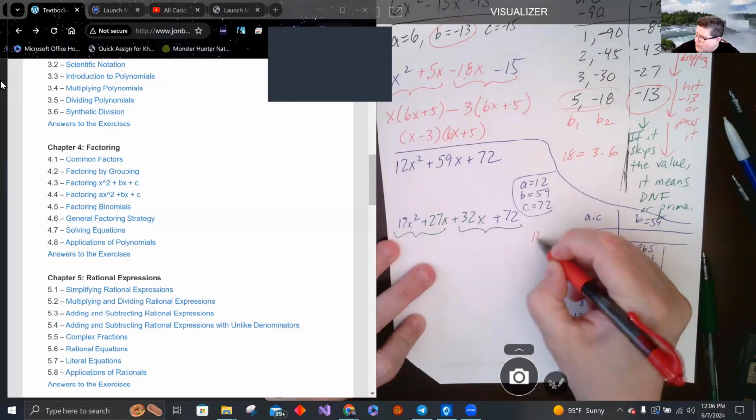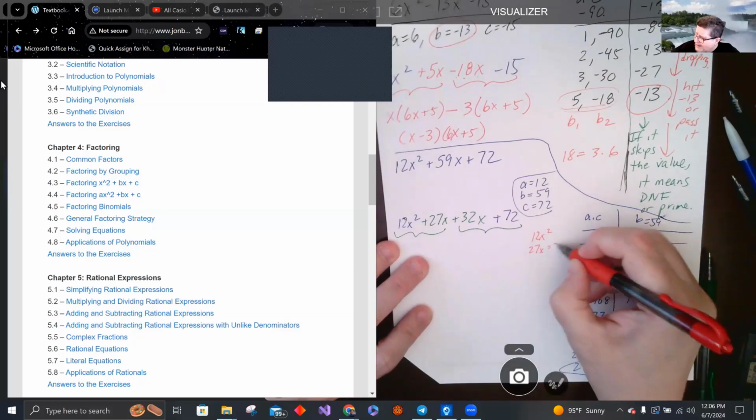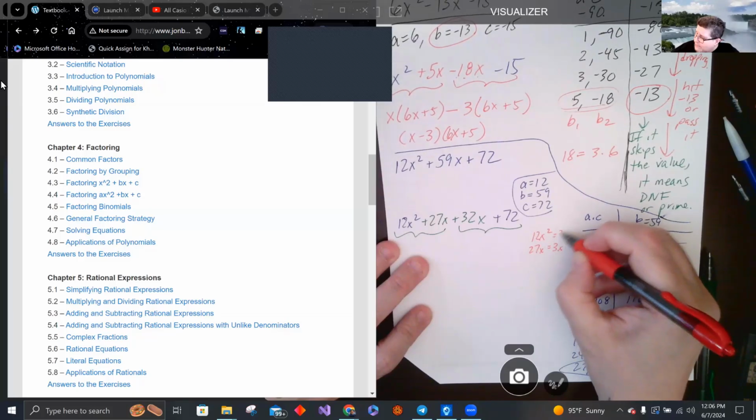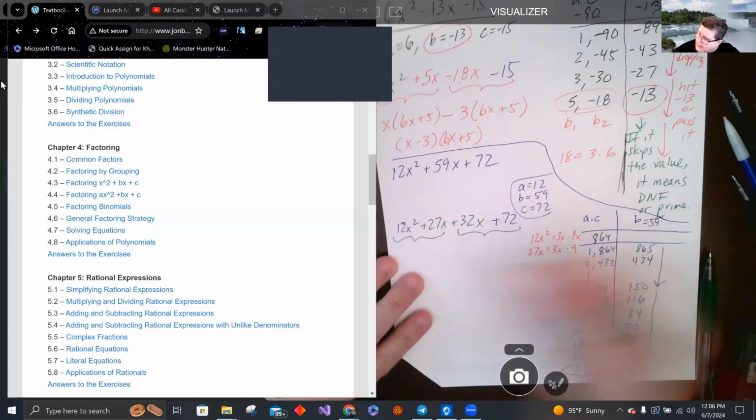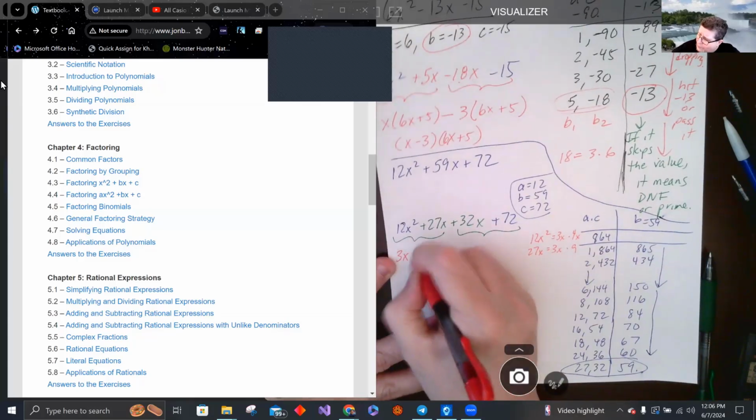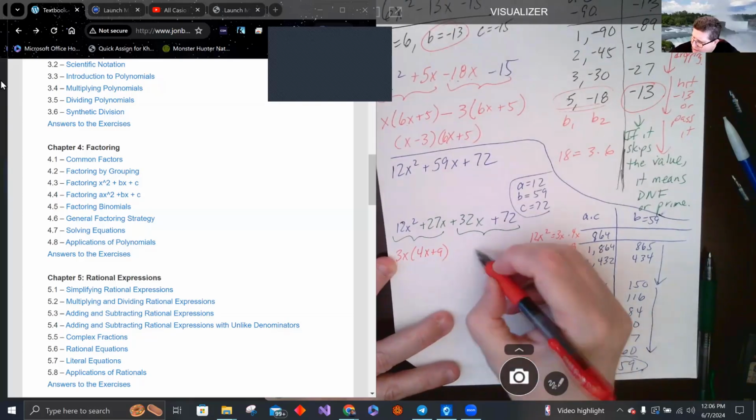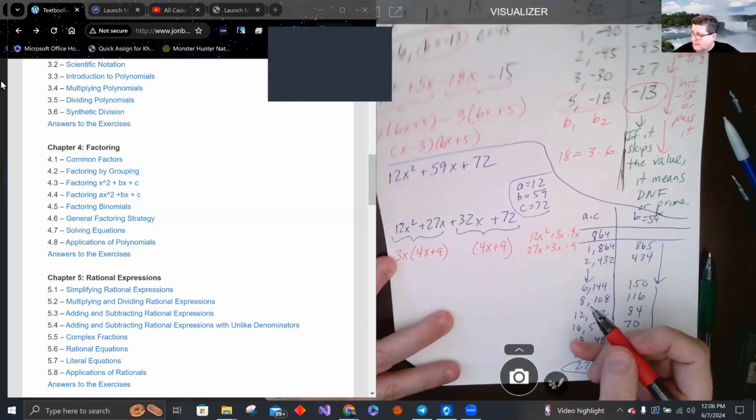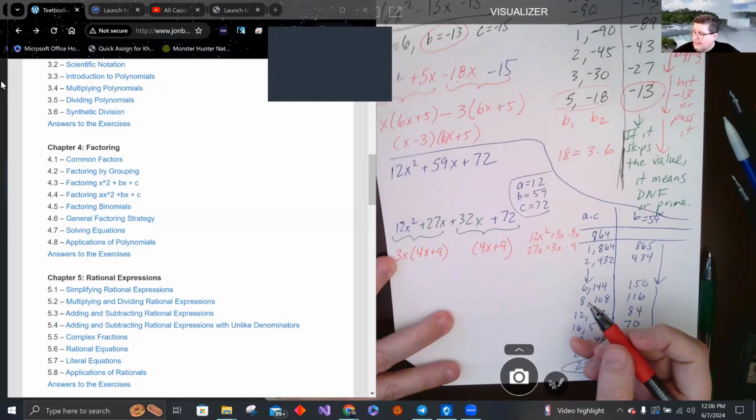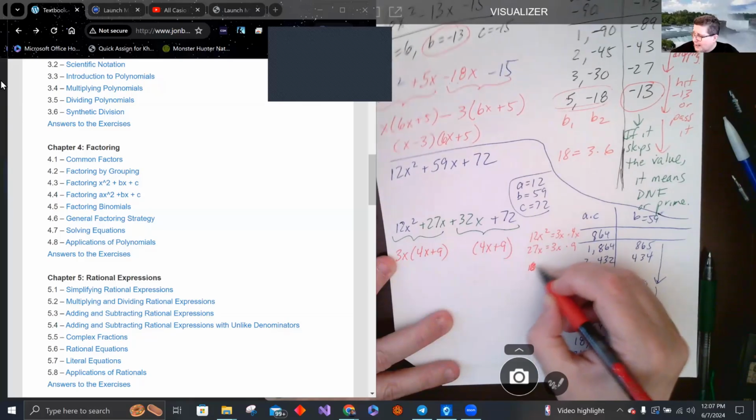So 12x squared and 27x, they both have a 3x in them. This has a 4x and this has a 9. So 3x times 4x plus 9. If this works, my 4x plus 9 repeats. Okay? So what do I got to divide 32x by?